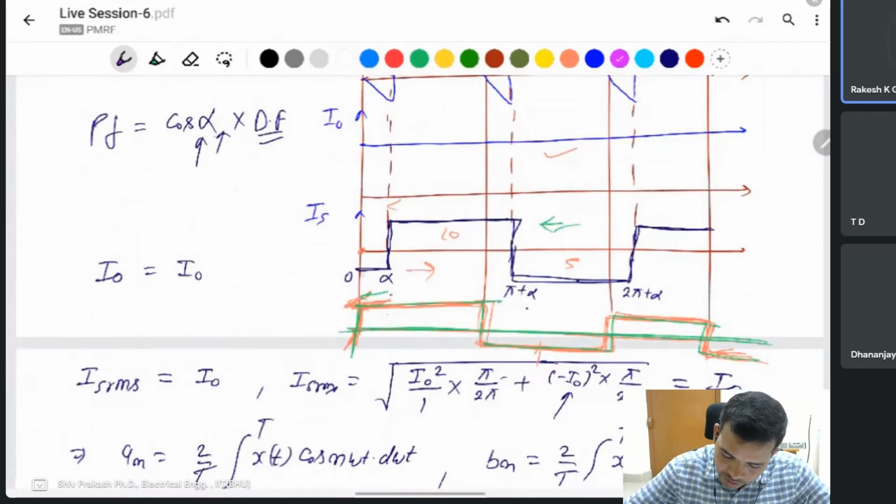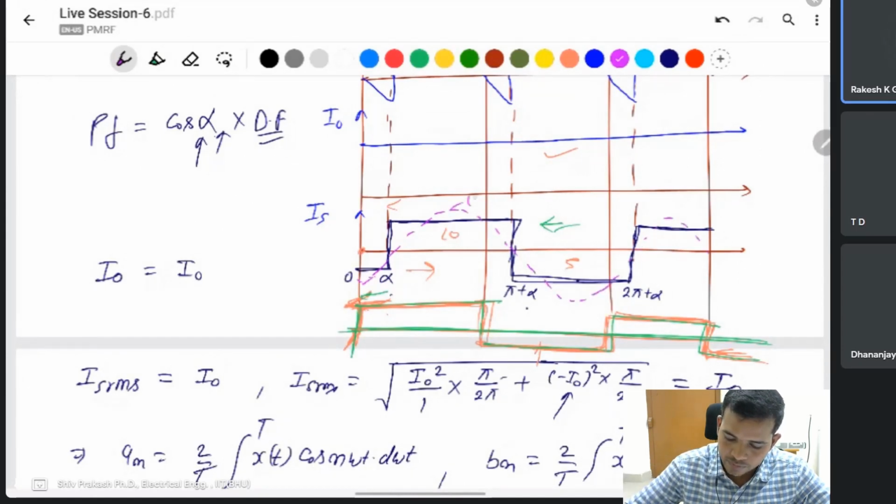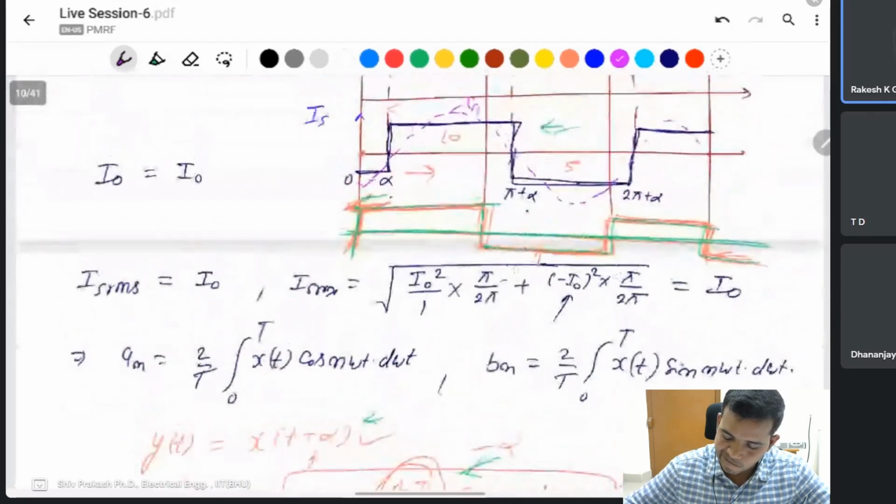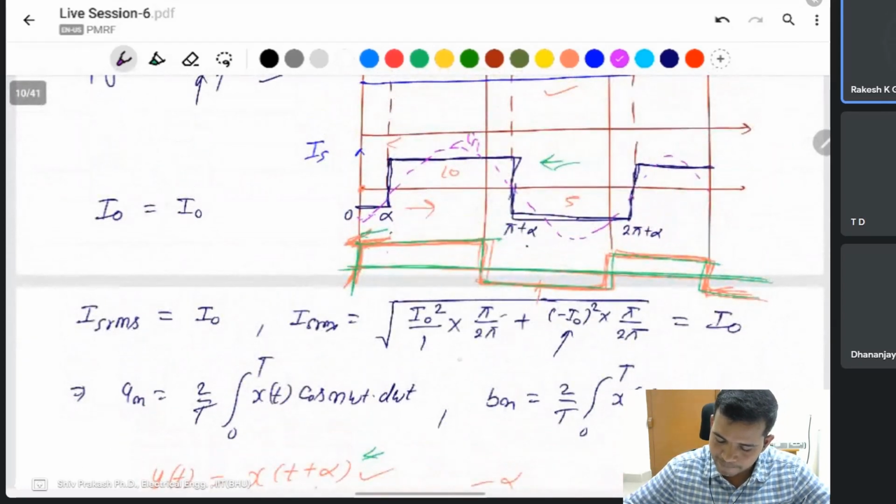Sinusoidal means it will go like this, like that. Sir, you explained this one. IRMS is equal to square root of I naught square upon 1 into pi upon 2 pi plus minus I naught square into pi upon 2 pi. This part, just explain again.